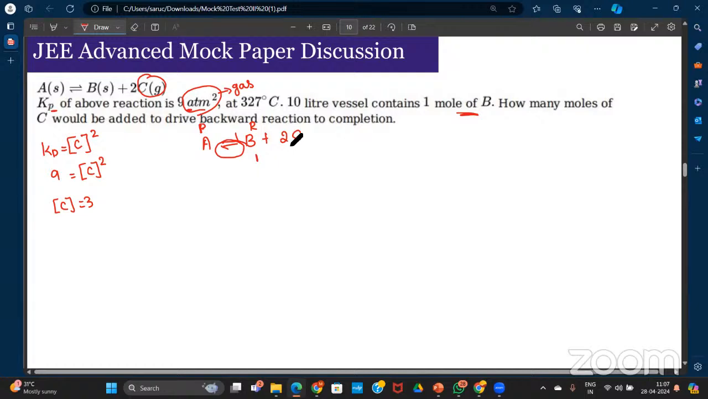Here they have given 2 times C. If I take that it has A moles, they didn't give you the concentration over here. Sorry, this should be the pressure.